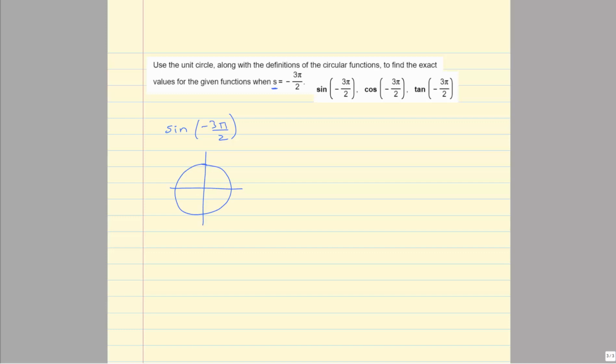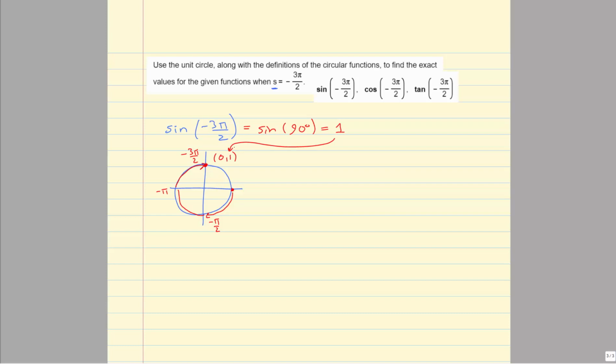Negative 3 pi over 2, I'm moving in the negative direction, so I'm going to start here. So this would be at negative pi over 2. This would be at negative pi. And this would be at negative 3 pi over 2. So this would be the same as the sine for 90 degrees, or the sine for pi over 2. So the sine of 90 degrees from this point, if you remember your unit circle, is (0, 1). And so the sine is equal to that value of 1.